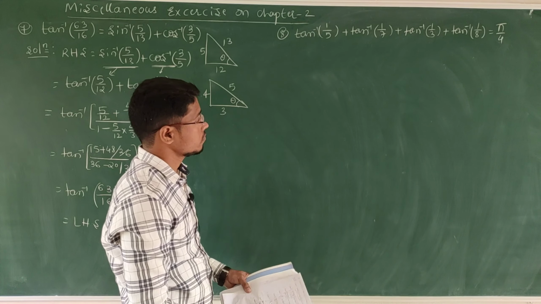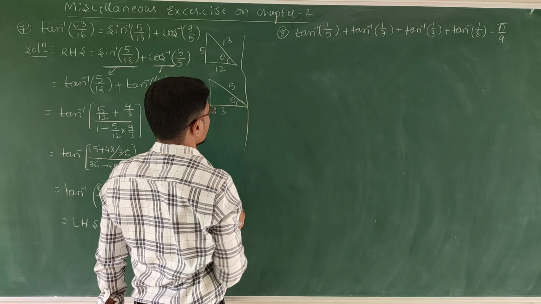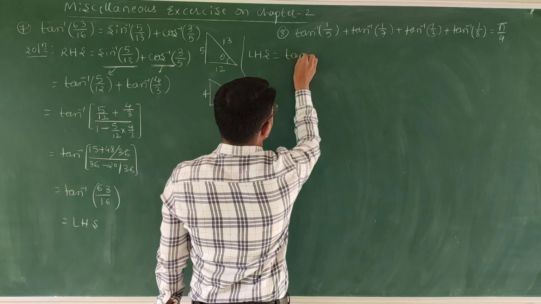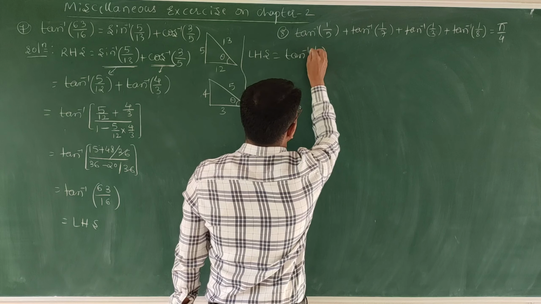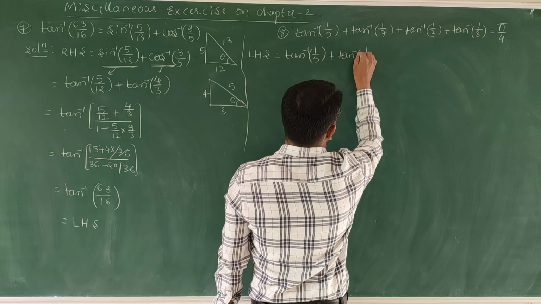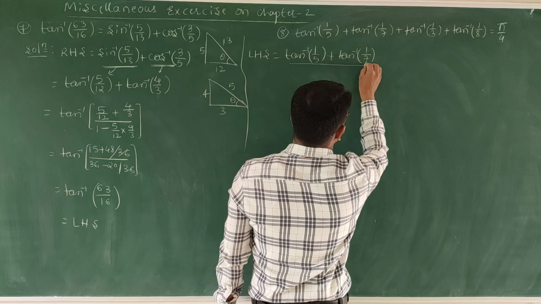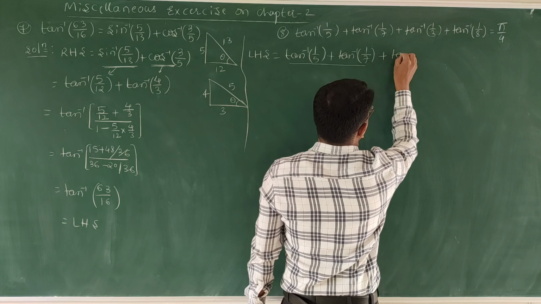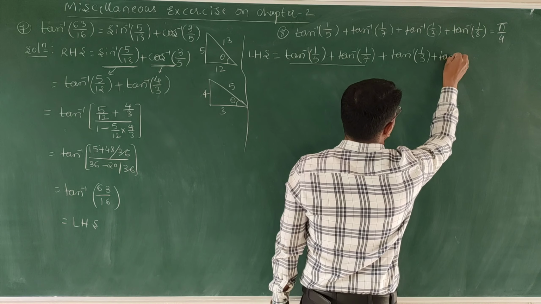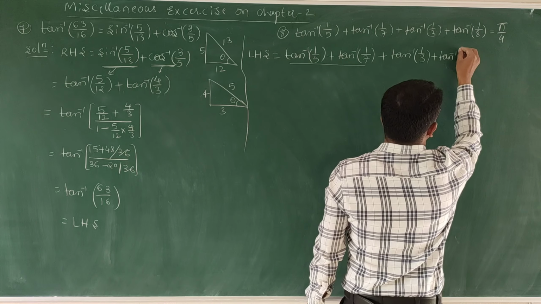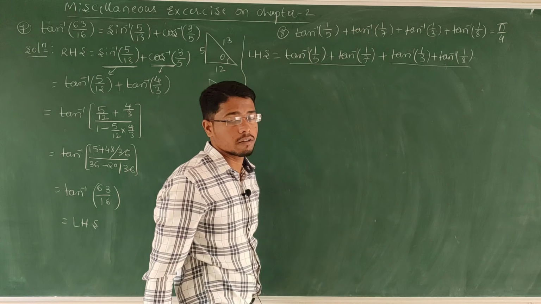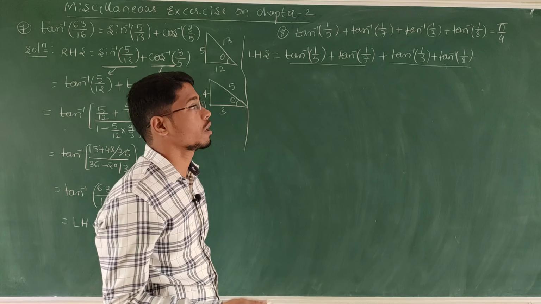See, take LHS. There are 4 functions in this, so make two groups: a group of 2 first, next 2. Okay, tan inverse of 1 by 5, tan inverse of 1 by 7, one group, plus tan inverse of 1 by 3 plus tan inverse of 1 by 8. So next one more group. For these two, apply the tan inverse of x plus tan inverse of y formula.